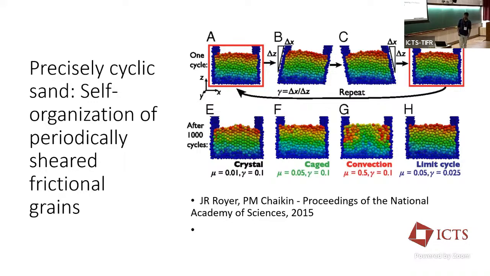And they found that, given what the friction number is and what your strain amplitude is, strain amplitude being the maximum angle that you're twisting it by, you can either get a crystal or you can get a cage structure, you can get convection, that means things get mixed up in the system, or you can get a limit cycle. A limit cycle meaning that suddenly the particles have gone to a configuration such that they move in a very weird fashion and come back exactly to the same place.